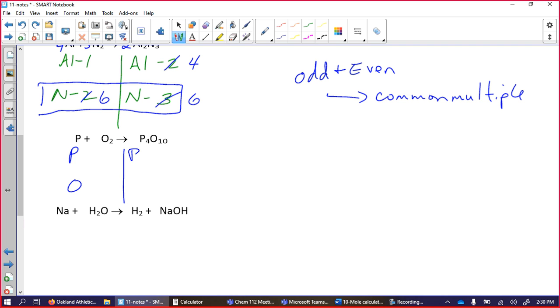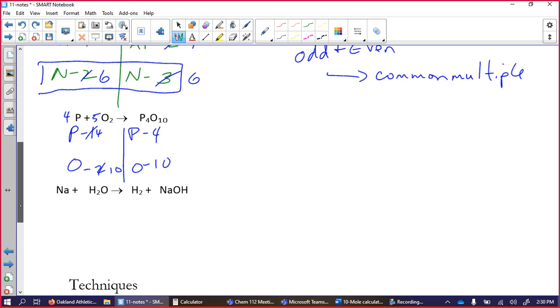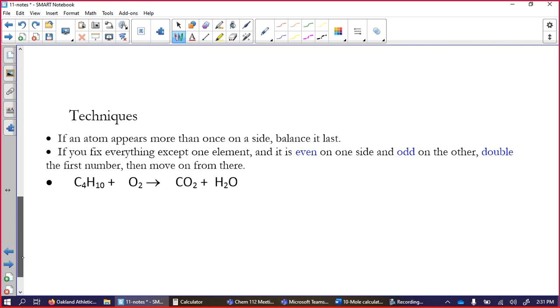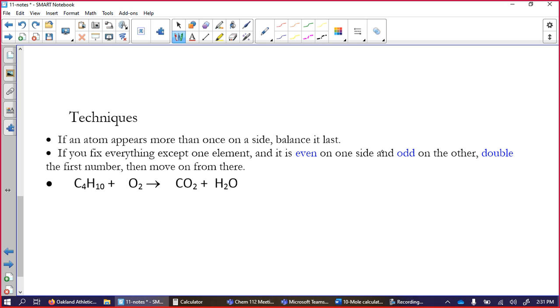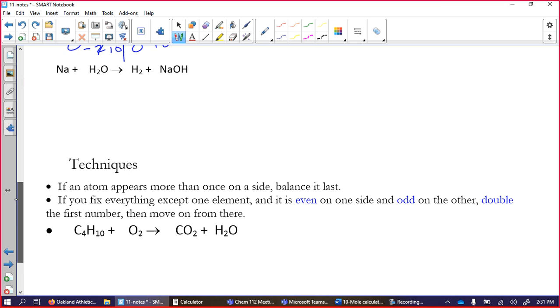P-O, P-O, 10, 2, 1, 4. This one is because it's just two elements. 10 and 2 are okay. That becomes a 5, makes that a 10. 4 makes that a 4, and everything's balanced. Well, this is if you fix everything but one element, it's even on one and odd on the other. You can double stuff to get rid of those.